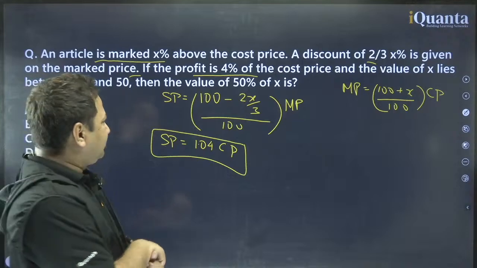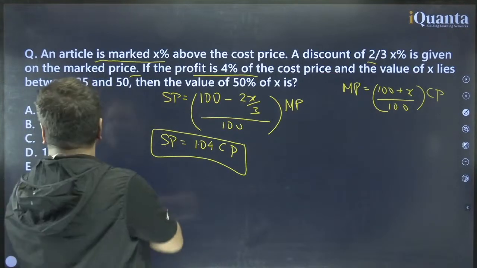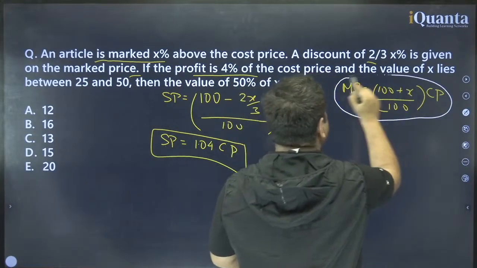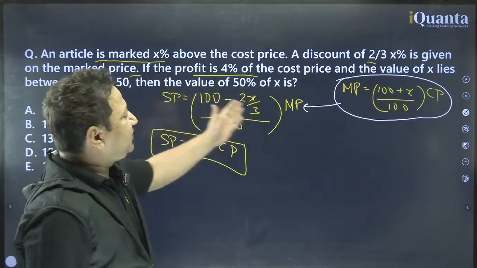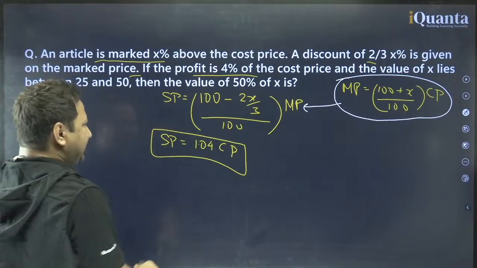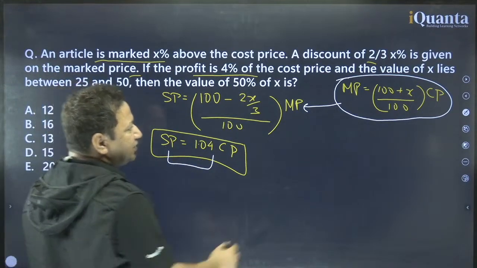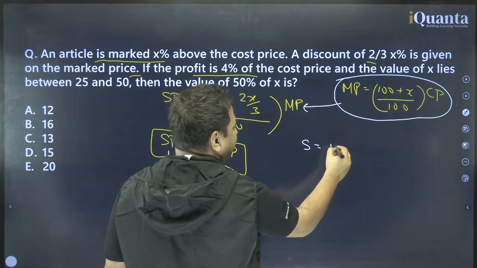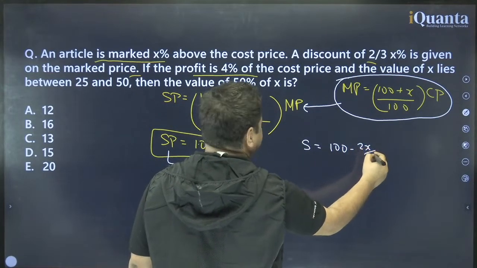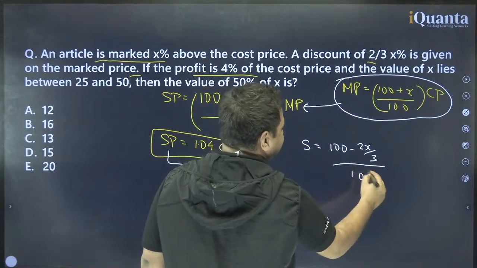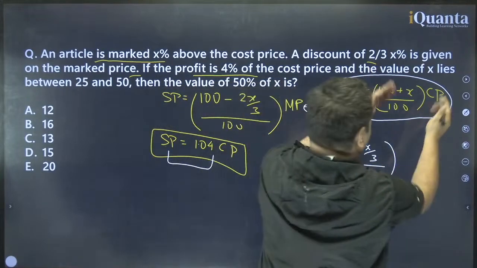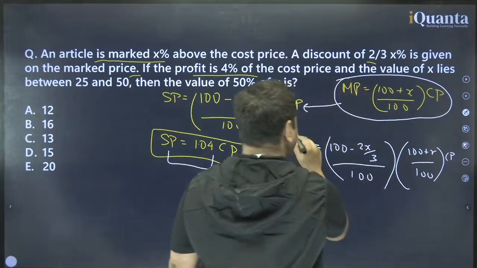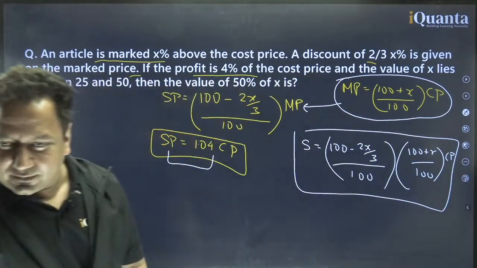What can be done? Of course, as you can see here, we have three equations and I can write the value of MP in terms of CP over here. So I'll get a relation between SP and CP, isn't it? And I already have a relation of SP and CP here. Is that cool? So the moment I move it here, I'll get CP, SP. Let SP be S. S is equal to (100 minus 2x by 3) upon 100 times, let's write this whole, (100 plus x) upon 100 times CP. Looks good?